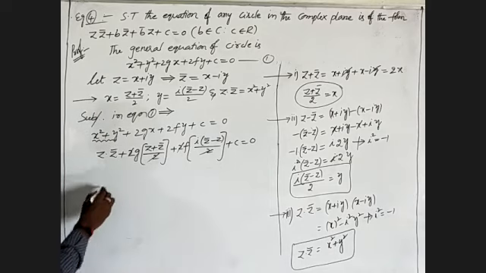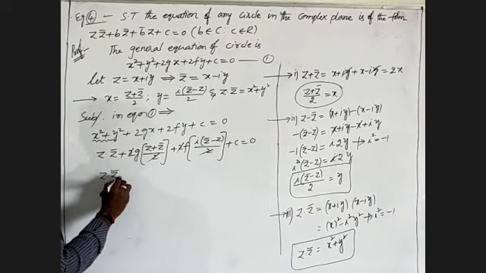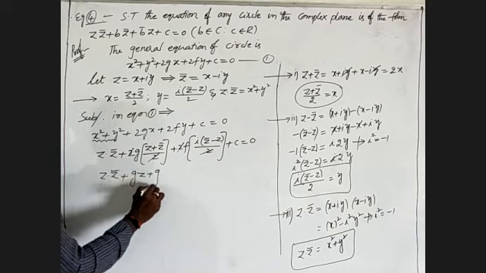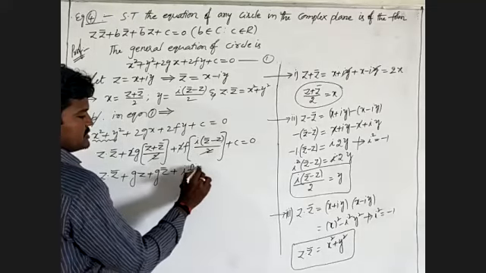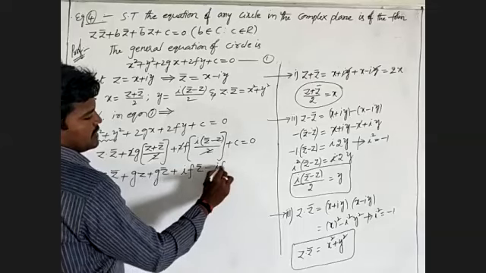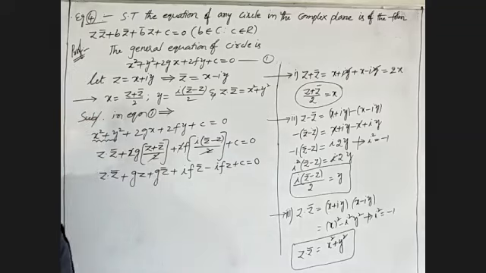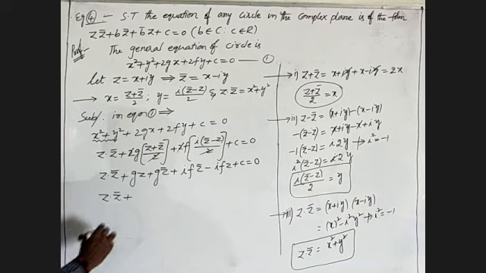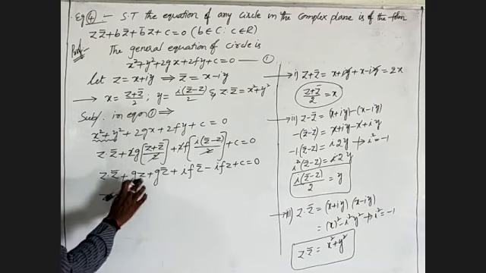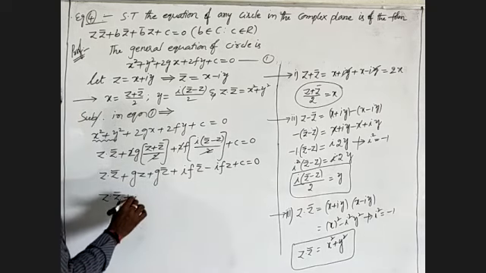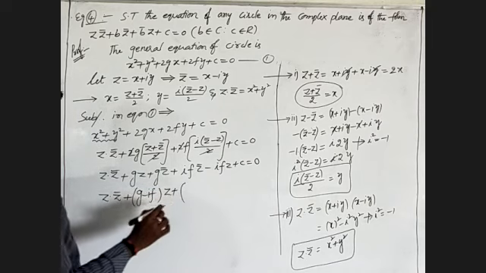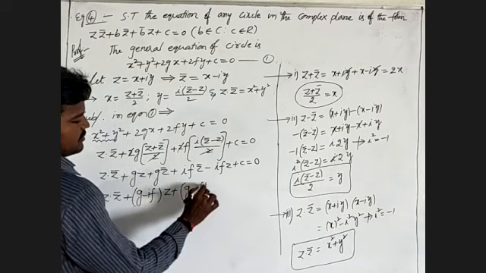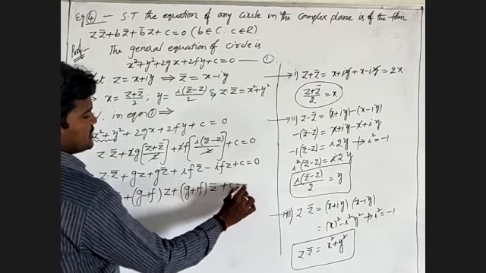Remaining, it is written as z into z bar plus gz plus gz bar plus if into (z bar minus z) plus c equals 0. Here we take common terms: z into z bar plus (g minus if) into z plus (g plus if) into z bar plus c equals 0.